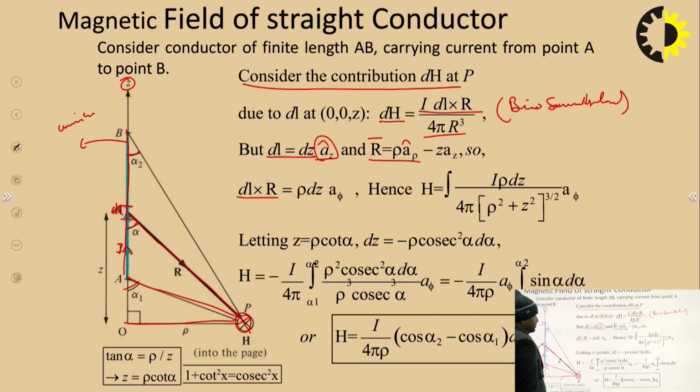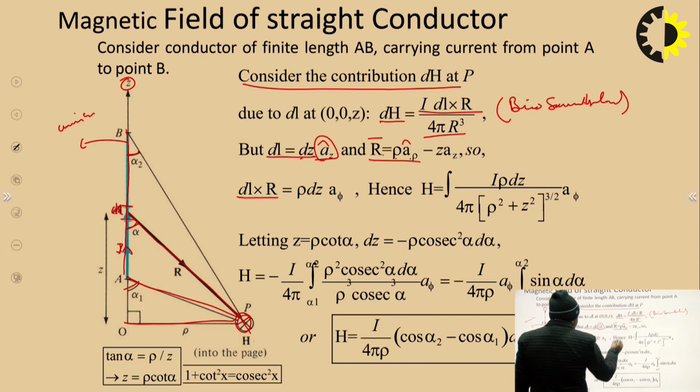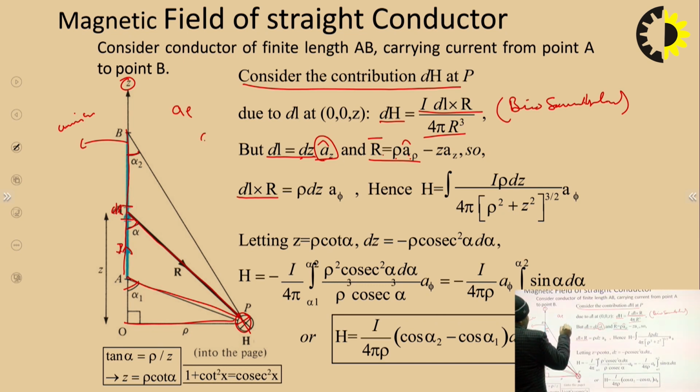So what is the meaning of dl cross ar? dl is dz into az, and r is rho into a rho, so that means az cross a rho. Which one is equal to a rho, a phi, az? So this is in the cyclic order. So a rho cross a phi is equal to az, a phi cross az is equal to a rho.